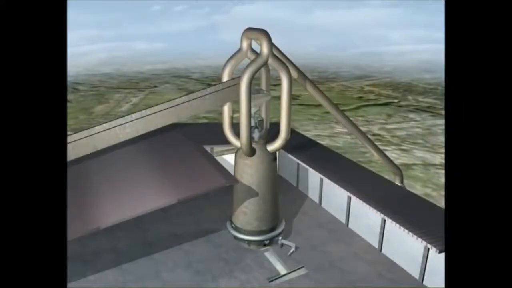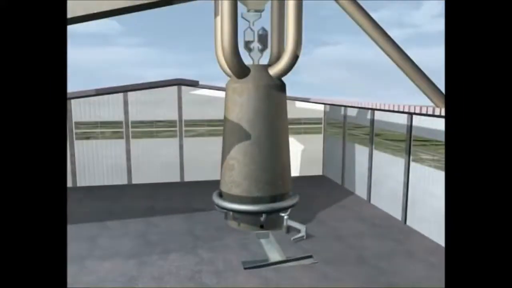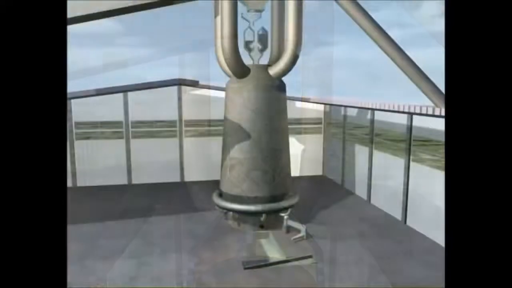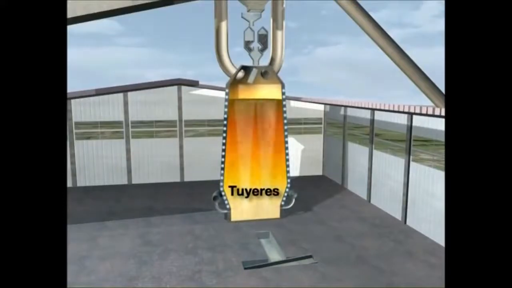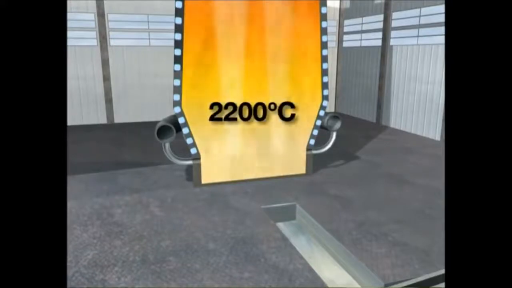These raw materials, sinter, iron ore and coke, meet each other at the blast furnace, where they are fed into the top of the furnace along with some limestone. A hot air blast, from which the furnace gets its name, is injected through nozzles called tuyeres in the base of the furnace. This blast raises the temperature in the furnace to white-hot intensity, around 2,200 degrees centigrade.